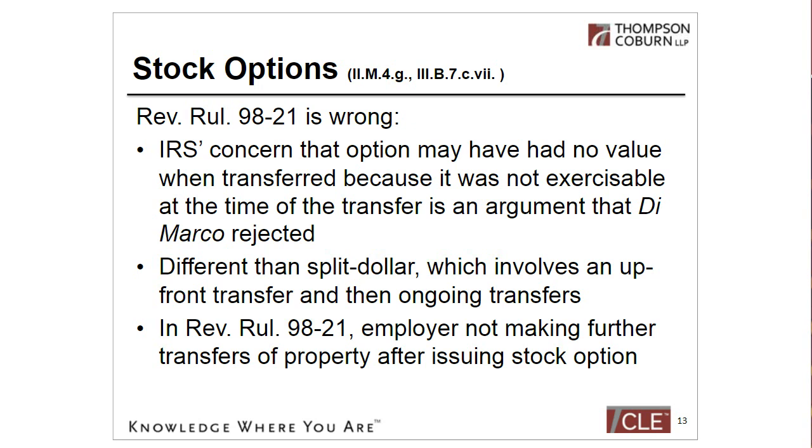Now that's different than this revenue ruling. In the revenue ruling, the employer is transferring the option up front. The employee is transferring the property up front. The employer issues the option. That's a one-time transaction by the employer issuing the option. Then the employee transfers the option. The employee has relinquished all rights. The employer is not making any future transfers under that option. The option exists. The contractual rights exist. The gift is complete then. I think that Revenue Ruling 98-21 is just plain old wrong.